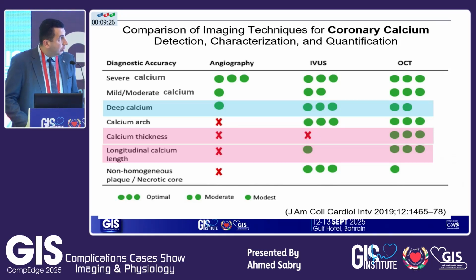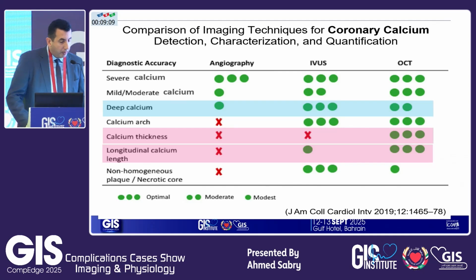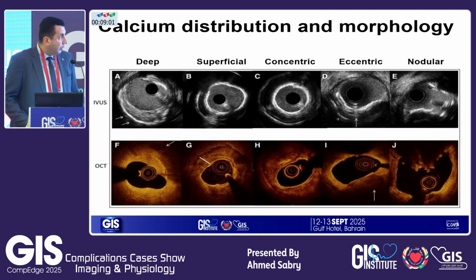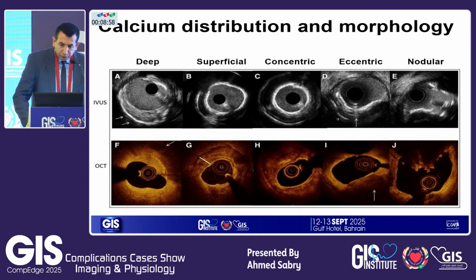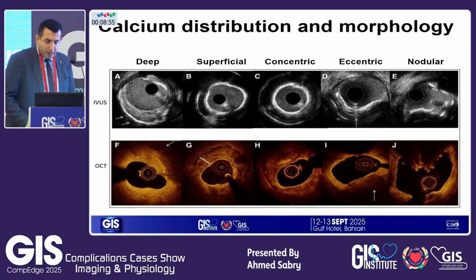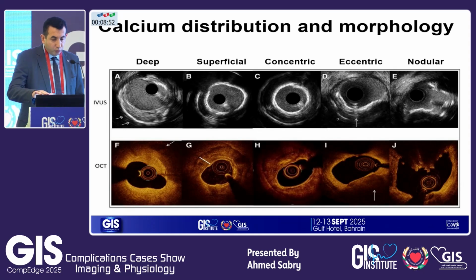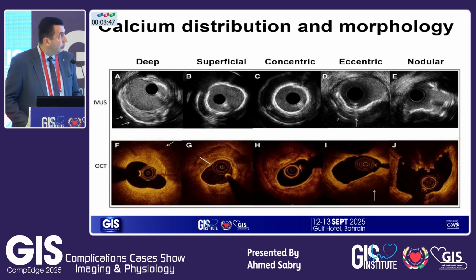Actually, we have IVUS and OCT intracoronary imaging that give us more data about the calcium. On angiography there is a lack of data, so we need intracoronary imaging for deeper information about the calcium: calcium arc, calcium thickness, and the longitudinal calcium length. So we have calcium distribution and morphology. We have deep, superficial, concentric, and eccentric nodular. This is calcium distribution and morphology.